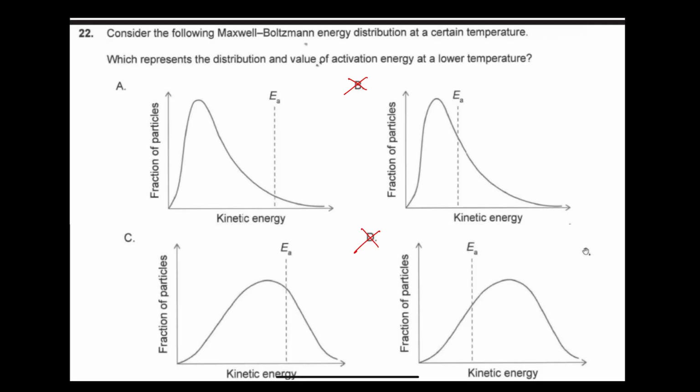Now at lower temperature, what happens? The peak will shift to the left. Initially, the curve should look like this, but as you have decreased temperature, the peak should move to the left and move up. So this is your new peak. And the activation energy remains the same. Answer would be option A.